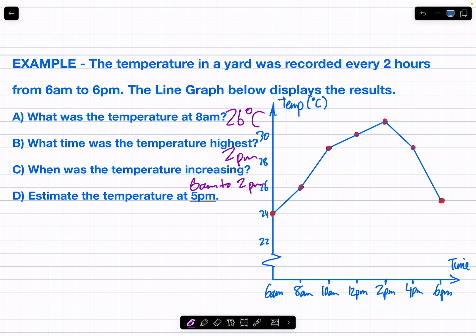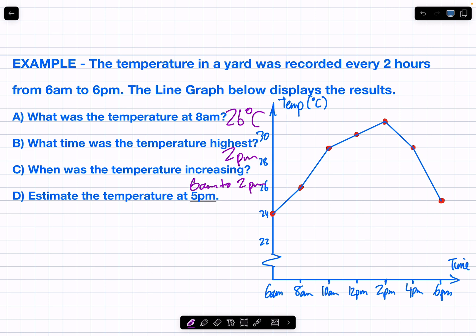The question only asked, when was the temperature increasing? So yes, from 6 a.m. up to 2 p.m. But just be wary if it asks, when was the temperature increasing the fastest? You would look for the largest slope. So this one, it went across 2, up 3. This one went across 4, up 2. This one went across 2, up 2. So your fastest temperature increase is between 8 to 10.